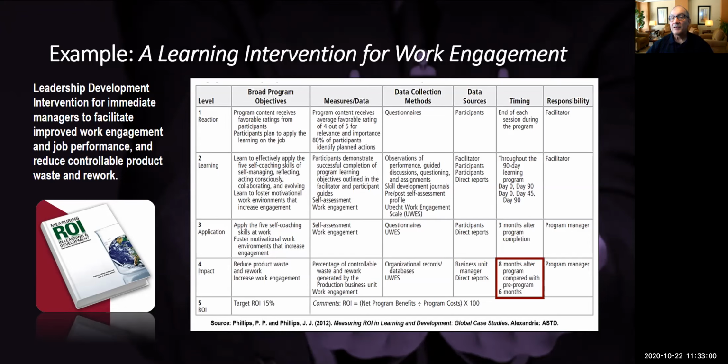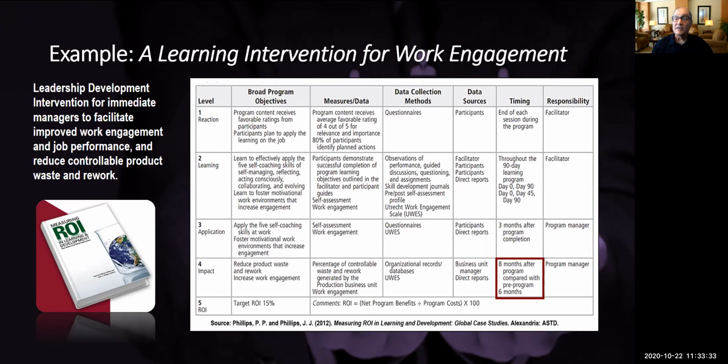These intervals were 8 months after the program, compared with pre-program data for waste and rework, and also 6 months again for the Utrecht Work Engagement Scale. The point I do need to point out here, as you probably recall reading from the case study, is this was a control group scenario. So we had a control and a test group. The control was the maintenance unit. The test group, of course, was the production unit.